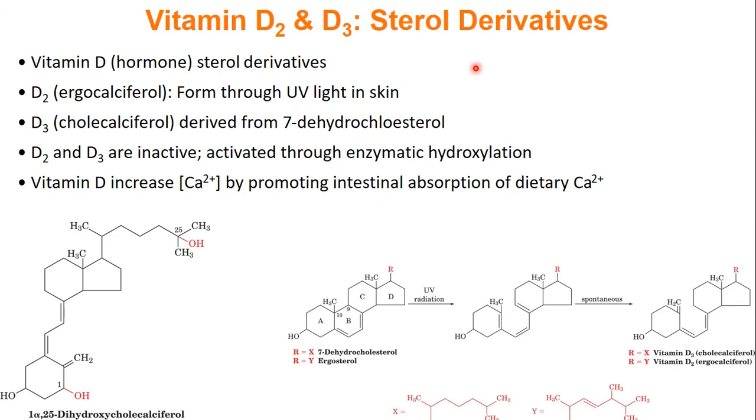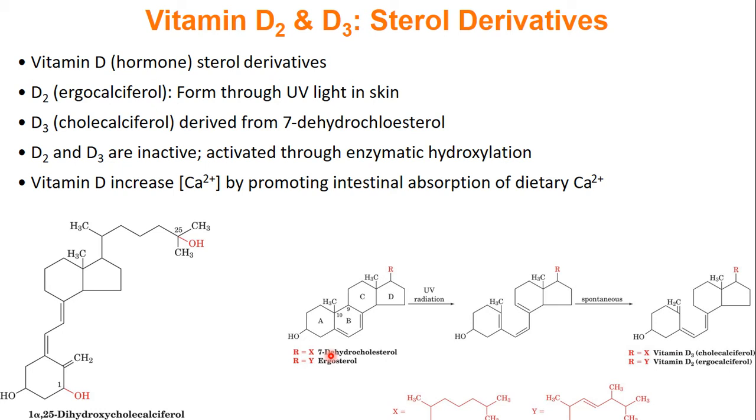So we're going to continue with steroid derivatives now, and we're going to look at a lot of vitamins, and we're going to start with vitamin D, which is a hormone. And you have two different main types of vitamin D. You have D2 and D3. Here's what they look like, and the difference is what the R group is. So X is vitamin D3, Y is vitamin D2. And then we get them through UV radiation, actually both vitamins.